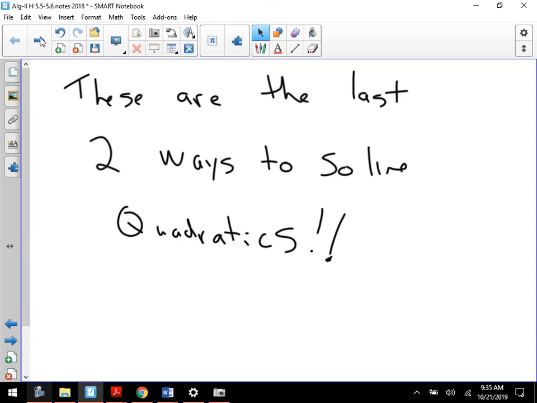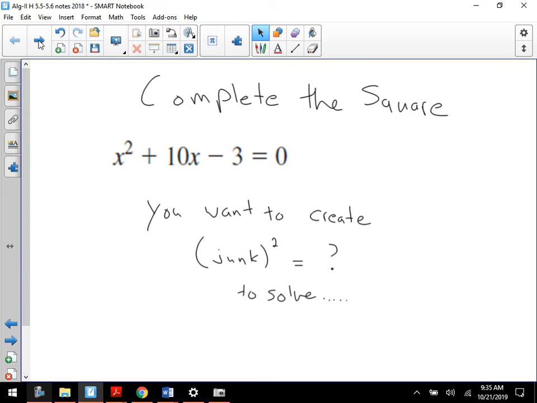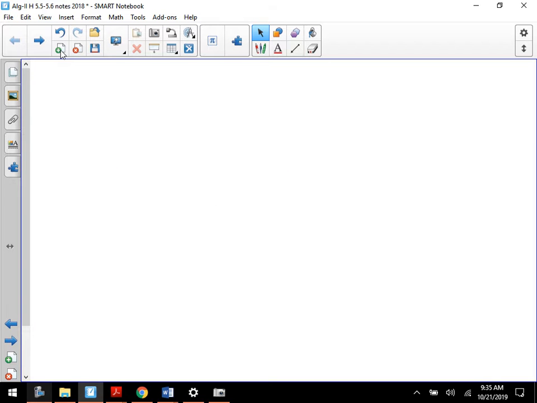Now, completing the square is one of the methods we're going to talk about today. We have another one to look at also, which shouldn't be very difficult either. When we complete the square, there are a couple of little steps. What we're trying to create here is junk squared. When you have junk squared, I'm trying to do something to get it to look like this.